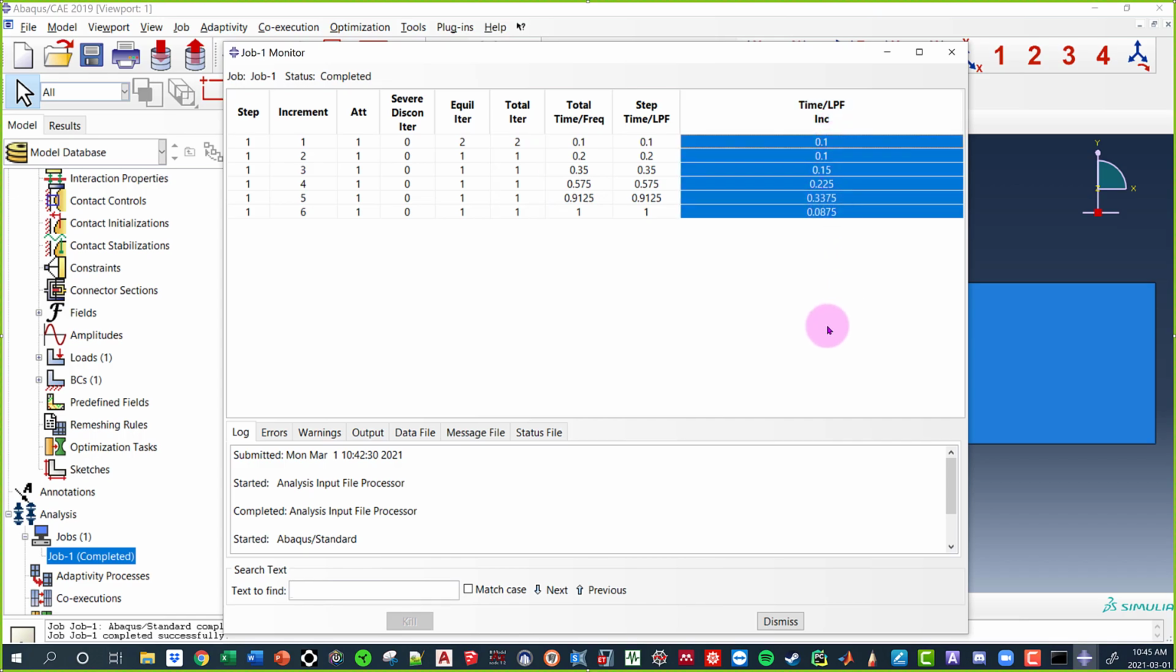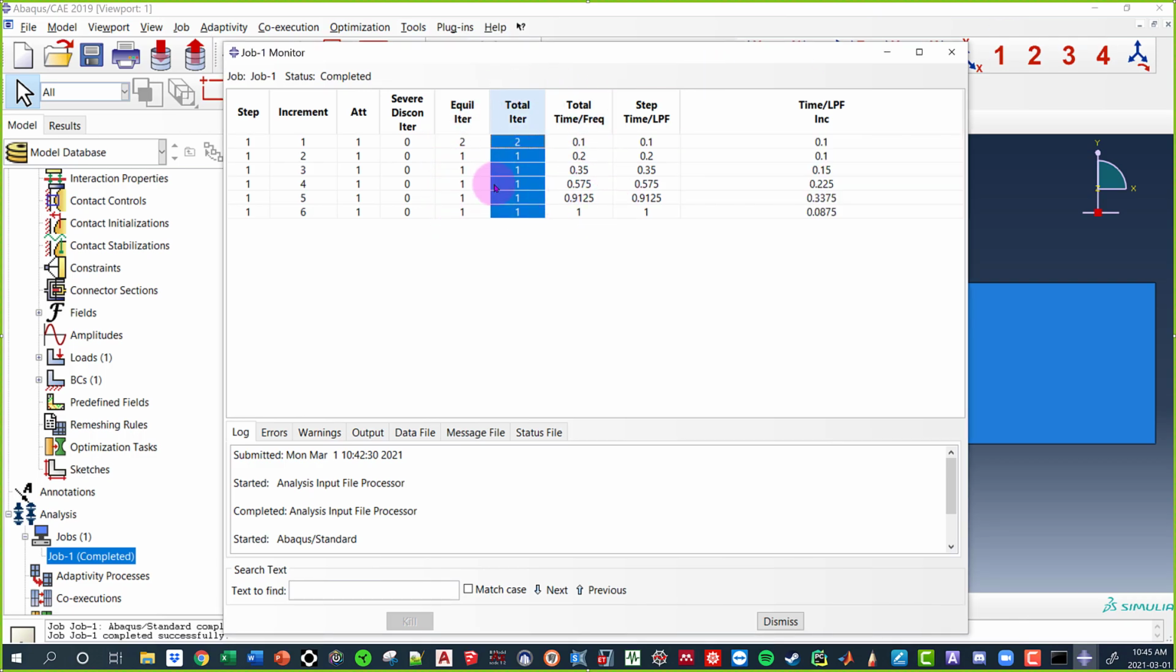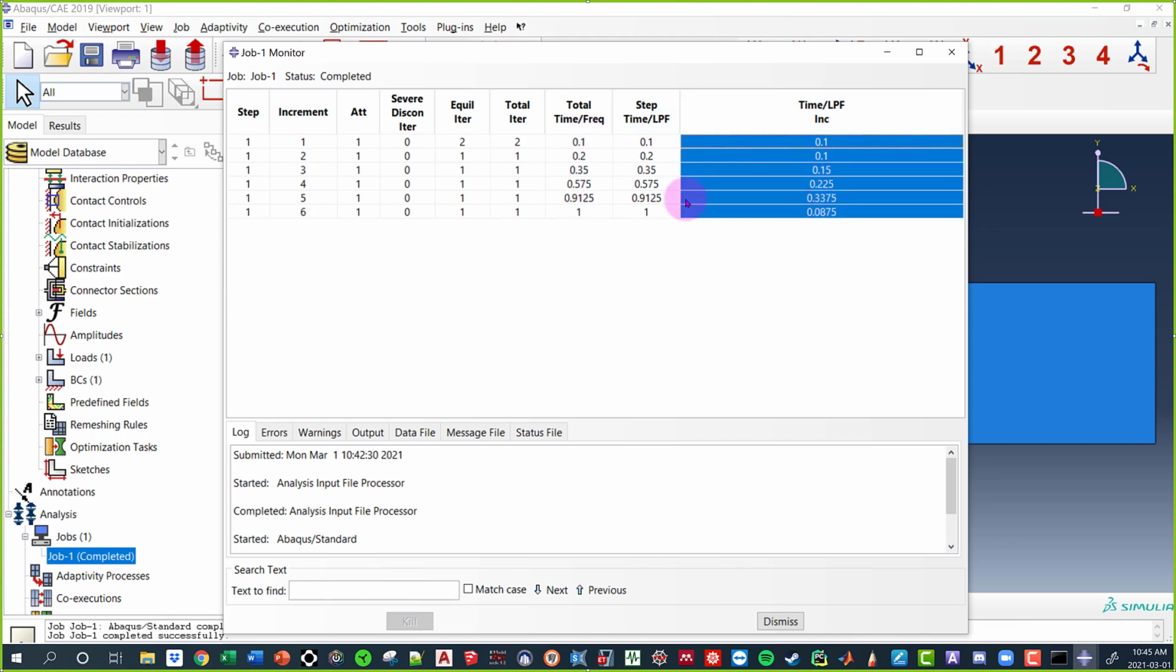Does that make sense to you guys? What do you guys think? Does that make sense? If ABAQUS is figuring out that the Newton-Raphson iterations are going good, it's not diverging, then it'll start increasing the load step sizes.